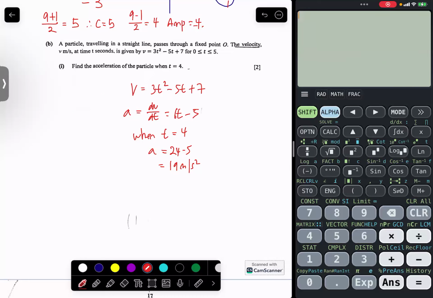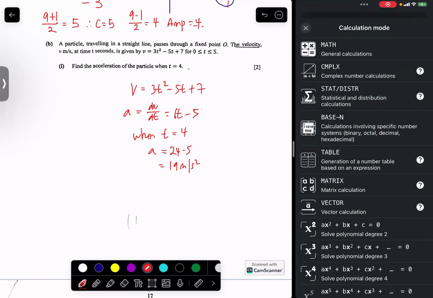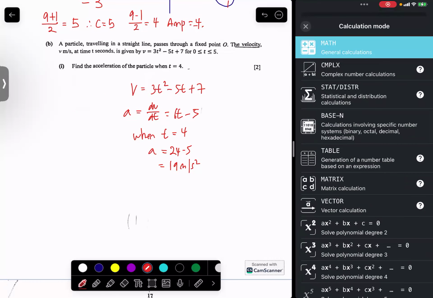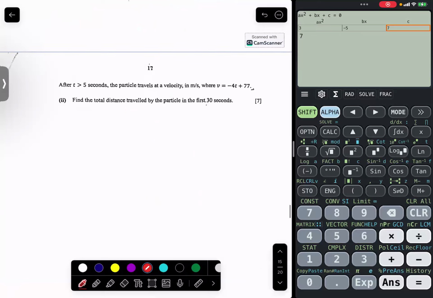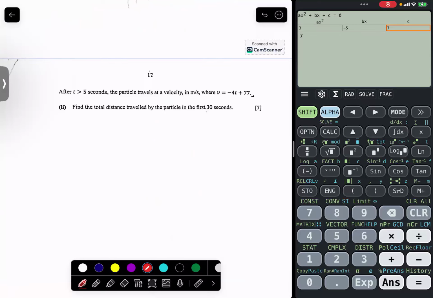So here what I'm going to do is try to solve the velocity. I just do a quick check: 3, negative 5, and positive 7. Realize that there are no real roots. Very important. So that means v is never going to be equal to 0, which means there is no turning point. Now find the distance traveled by the particle.